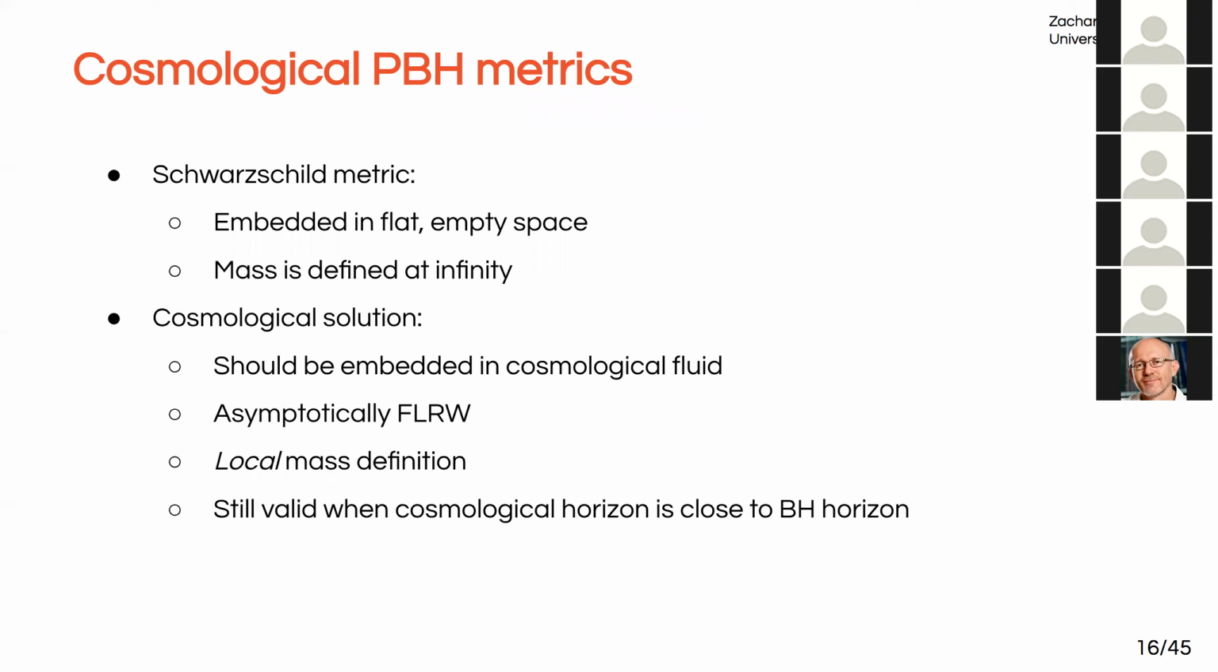I mean, trivially, it's not sourced correctly. It's embedded in flat empty space, and you have to define the mass as an inertial observer at spatial infinity. And you can't do either of those in cosmology because there's a hot, dense cosmological fluid around you. There's a Hubble horizon, which, especially when the black hole's formed, is perhaps not very far away from the black hole horizon. And on top of that, we'll need a local mass definition. So something that's not this idea of an inertial ADM mass at infinity.